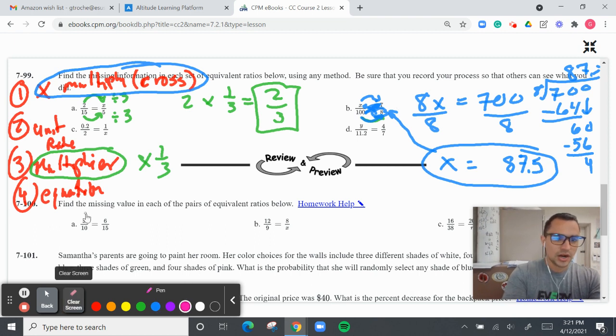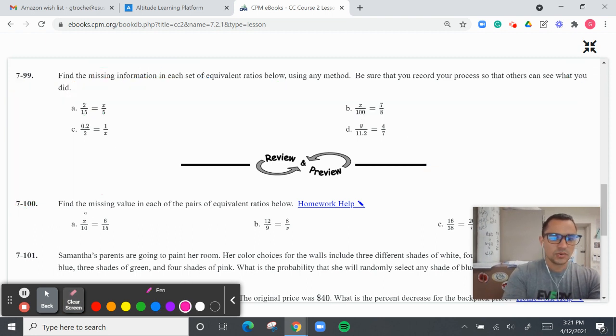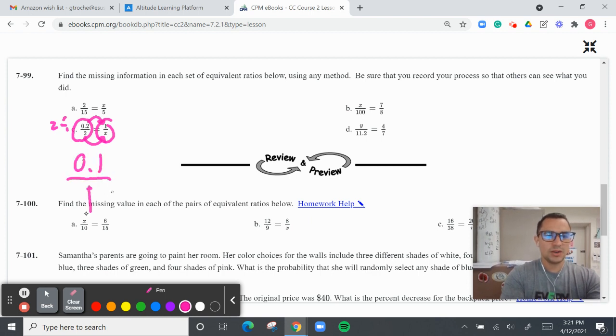All right, another one here. We have 0.2 and 1, x. So the 2 goes to x. We don't know how that goes, but 0.2 to the 1. So how are we going to do this? Well, let's make it a unit rate multiplier. So let's go ahead and reduce this down by 2, just for example. So we know 0.1 divided by 1 equals 1 over x.